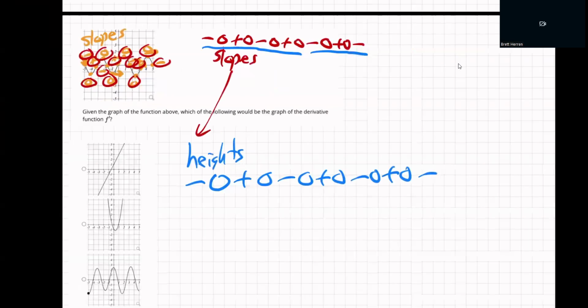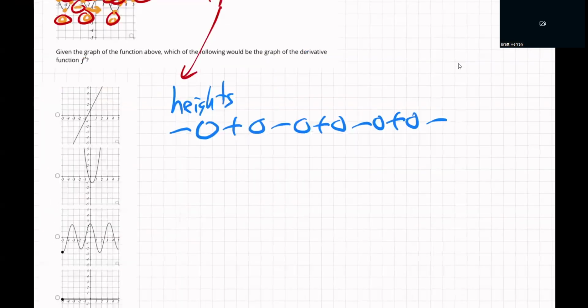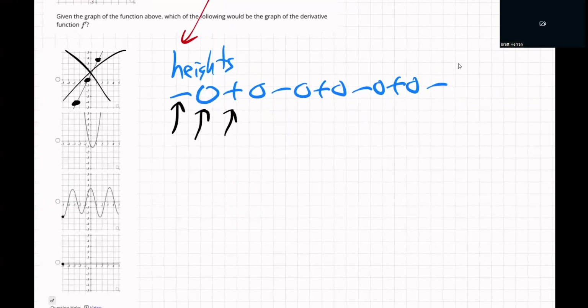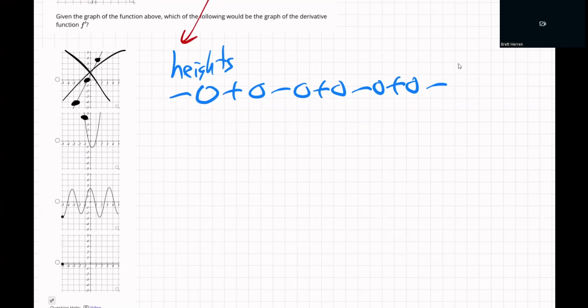Okay, heights. Which one of these functions starts out with a height that's negative? Well, this one does. Then a height of zero. This one's at a height of zero there. Then a height which is positive. Yeah, but then that's it. It's done. That's not it. Could it be this one? It starts out positive. No, it's supposed to start out negative. No, that one's done. Okay, this one starts out negative height.